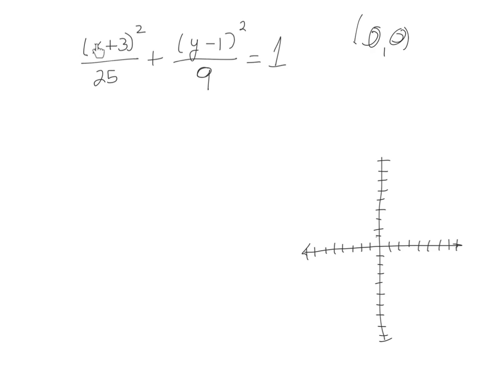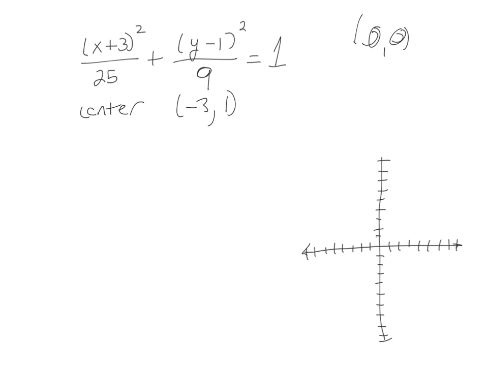So since negative 3 makes this thing 0 and negatives go to the left, I'm going to shift 3 to the left. And then if I wanted to get this back to 0, I'd have to have positive 1, so it's going to shift up 1. And that's going to be our new center. So that's the first thing I want to mention. Before I worry about anything else, this is going to be an ellipse because of the plus sign and the squares. The center is going to shift from 0, 0, 3 to the left, so that puts it at negative 3, and then up 1, so that puts it at positive 1.